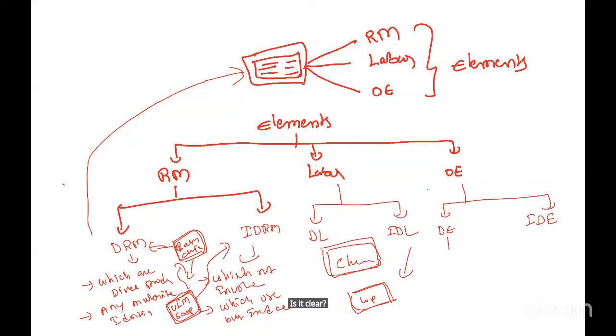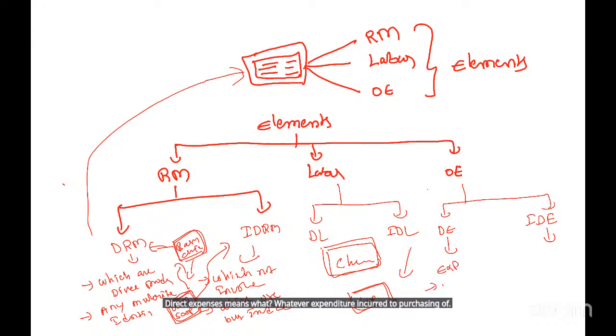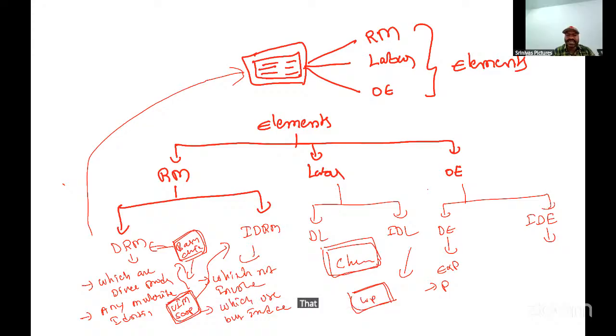Now coming to direct expenses and indirect expenses. Direct expenses means whatever expenditure is incurred in purchasing the basmati rice and the chicken, and those ingredients.